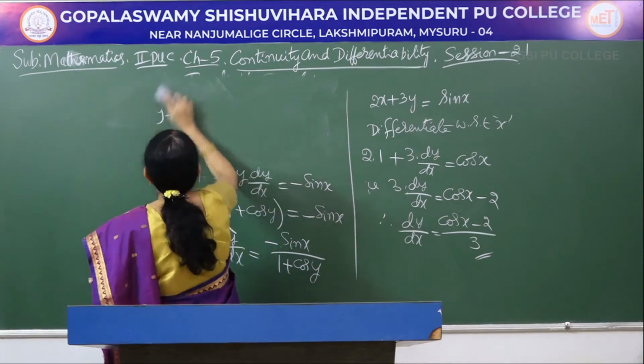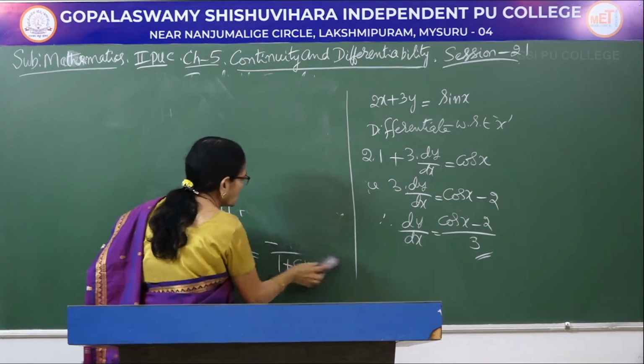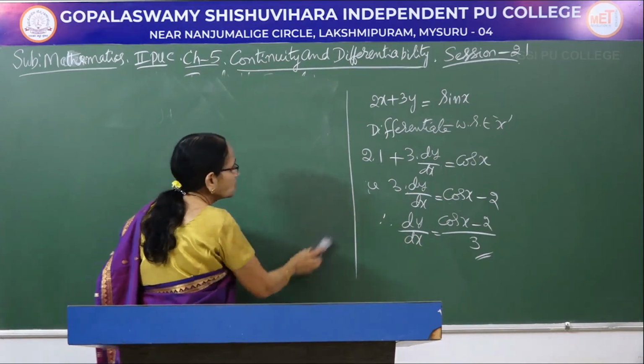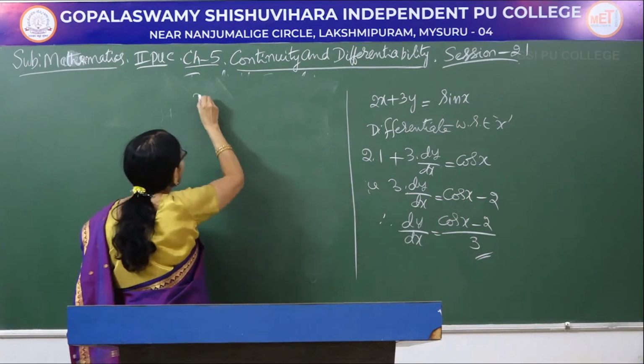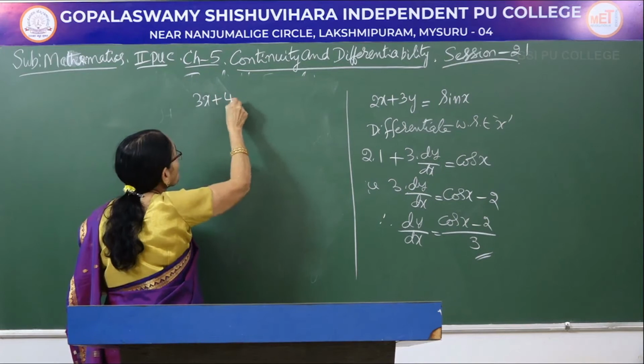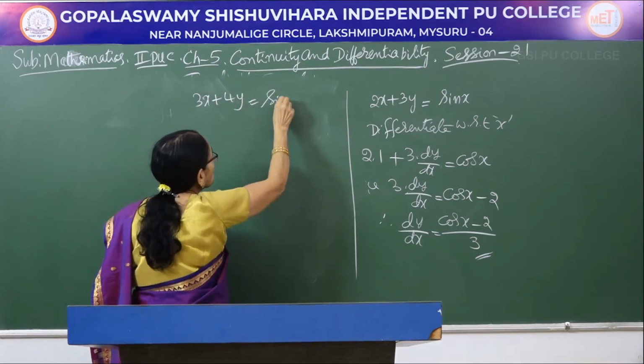Now, we move on to the next problem. Here in the next problem, it is 3x plus 4y is equal to sin y.